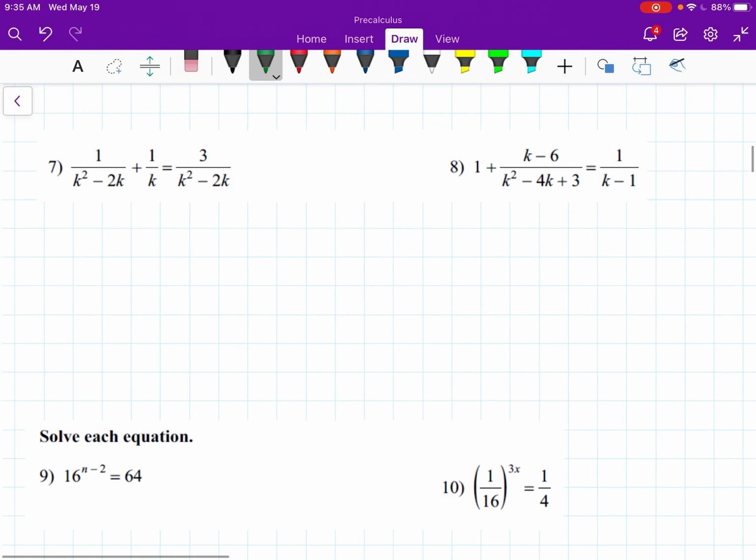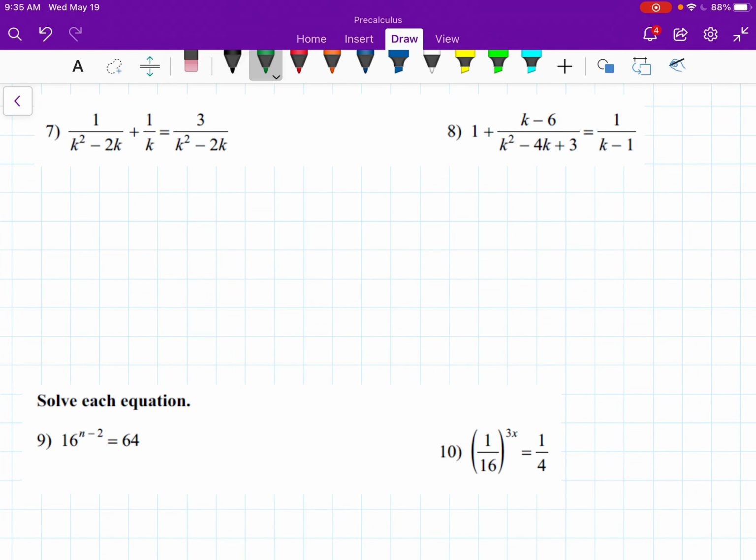Let's jump to number 7. This time we have a couple binomials. When you have binomials, or even in number 8 when you have trinomials, check to see if you can factor first. So in number 7, we're going to factor the denominator to k times k minus 2. The next one is just 1 over k, and then on the other side of the equal sign, it factors again to k times k minus 2. Which means our least common denominator is k times k minus 2.